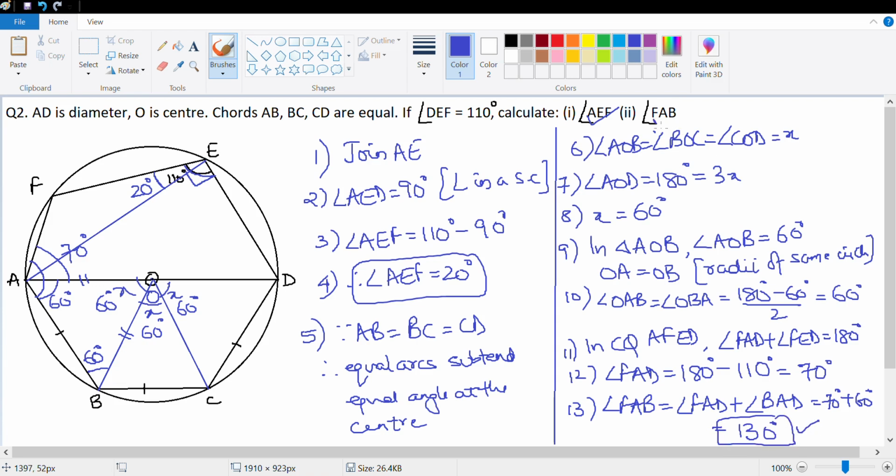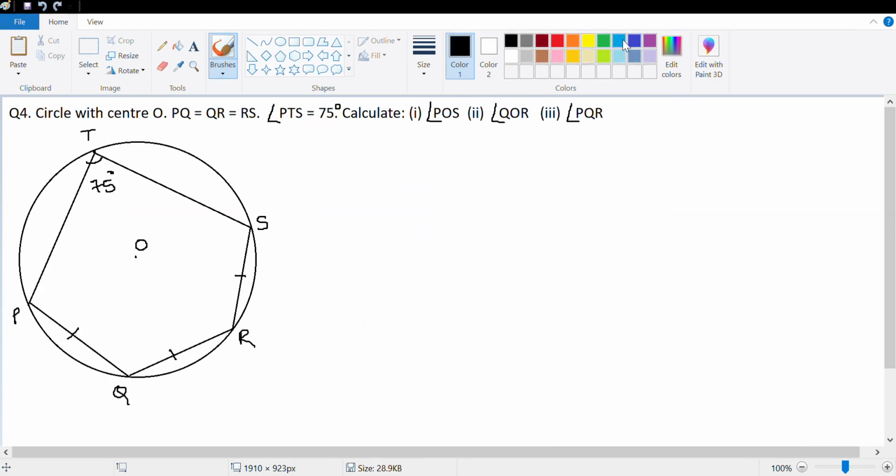That's the second part of the question which we've done. Interesting question. Let's move on. The next question that we are solving is question number 4.